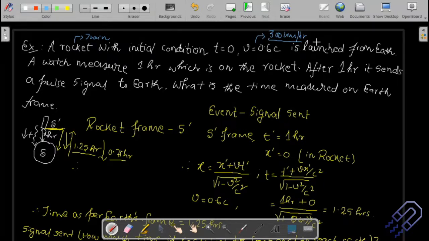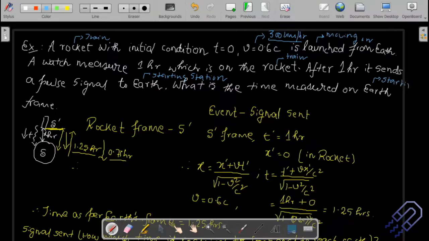It is not launched, obviously. It is moving on Earth, and the watch is on the train now. After 1 hour, it sends maybe a pulse signal to the starting station. Maybe it's a straight train. We are imagining a starting station. What is the time measured on the starting station?